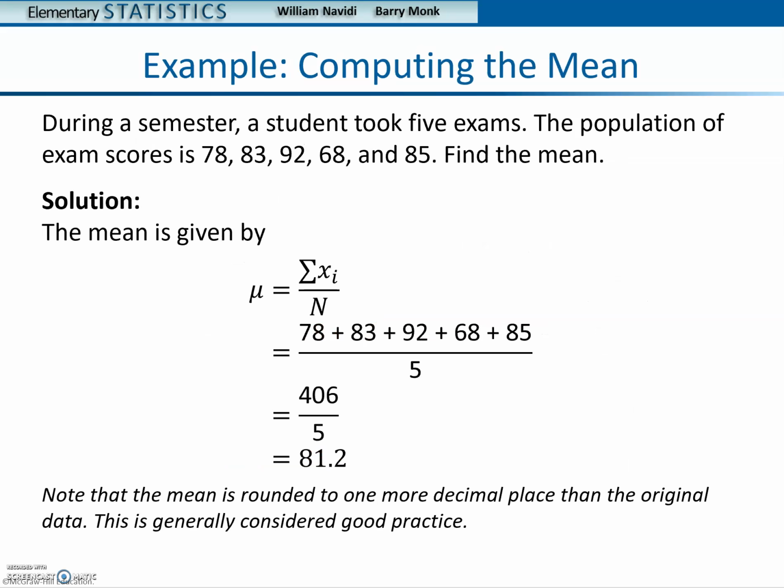As an example, during the semester, a student took 5 exams. The population for the exam scores is 78, 83, 92, 68, and 85. Find the mean. So again, you add all the numbers and you divide by how many there are. And they're using the mu symbol because this is the population. So 78, 83, 92, 68, 85, add them up, you get 406, divide by 5, 81.2. Note that the mean is rounded to 1 decimal place more than the original data. This is generally considered good practice. So again, they're just rounding to 1 place.